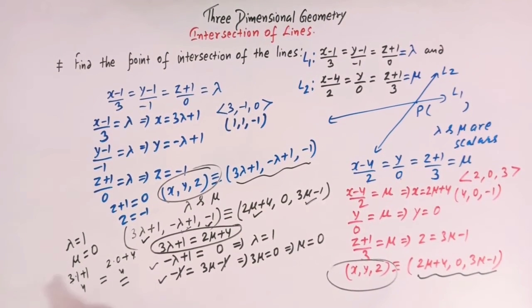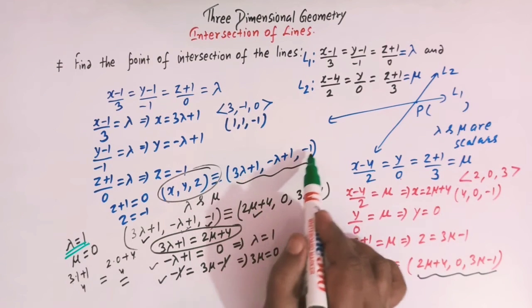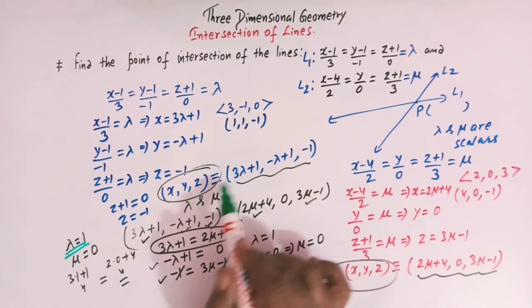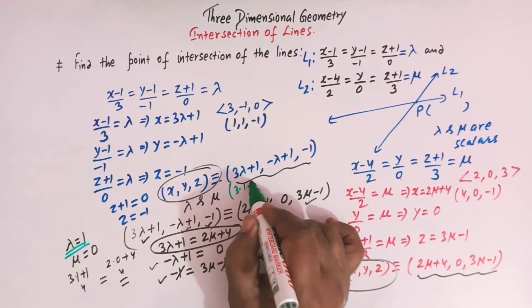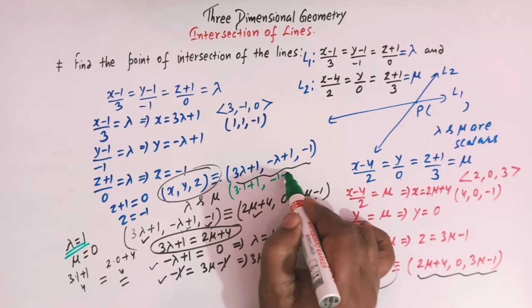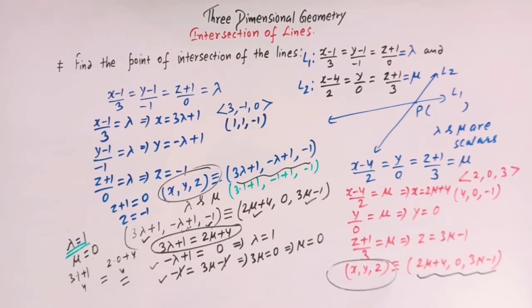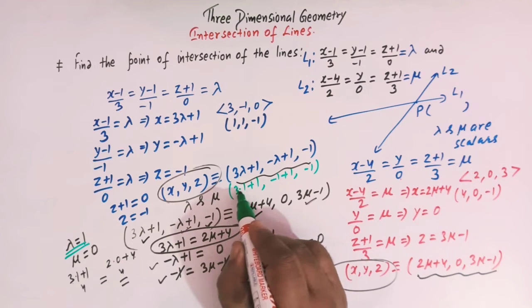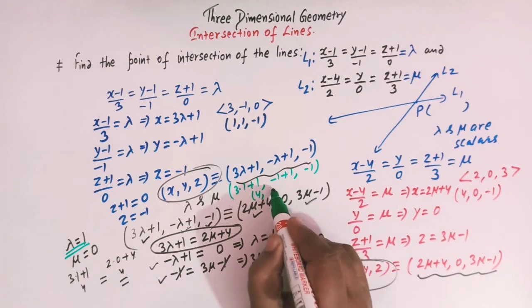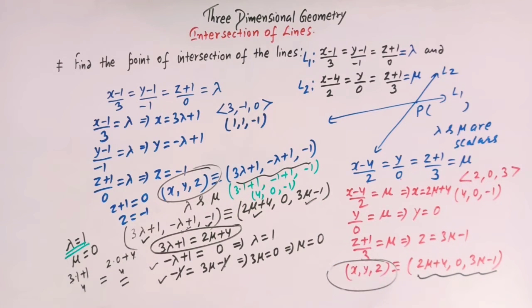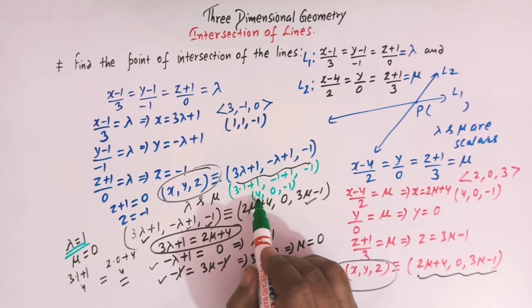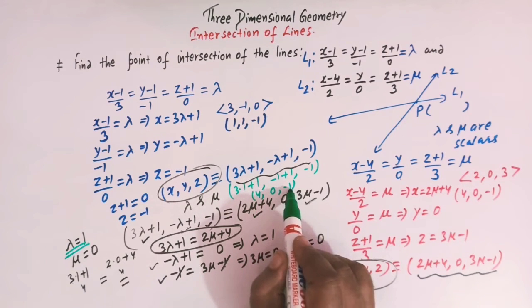So now to get the coordinates of this point P, we can take lambda is equal to 1 in this coordinate, right? So if we take lambda is equal to 1 here, see what we will get. 3 times 1 plus 1, here we'll get minus 1 plus 1, and here we have minus 1, right? So this is 3 ones are 3 plus 1, 4, this is 0, minus 1 plus 1, 0, and here we have minus 1, right? So the point of intersection is 4 comma 0 comma minus 1, right?